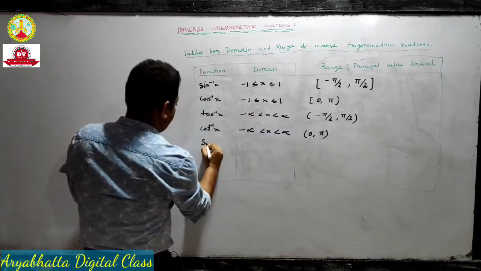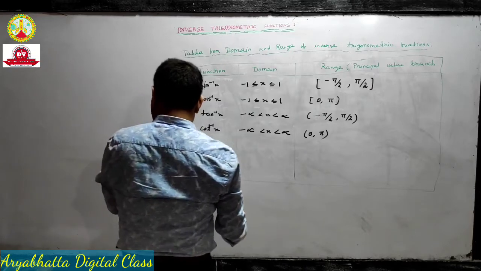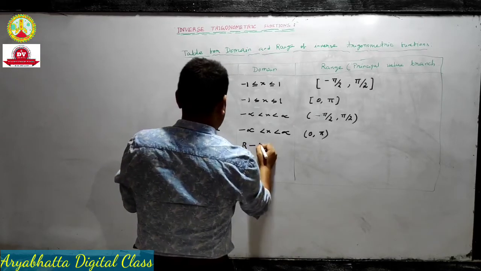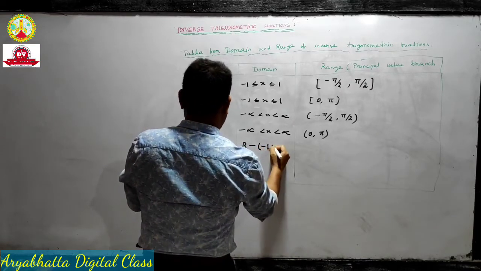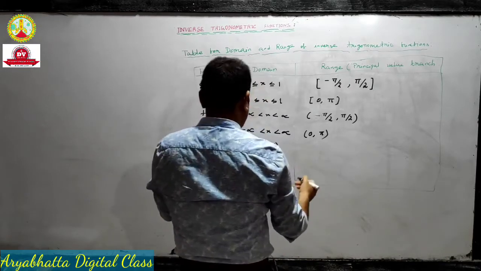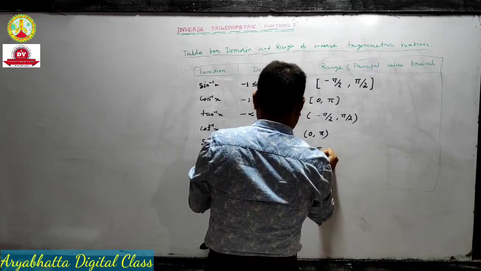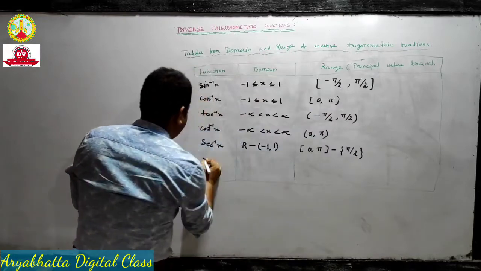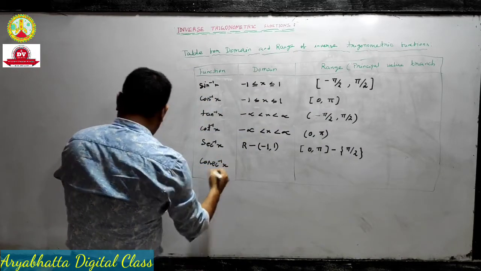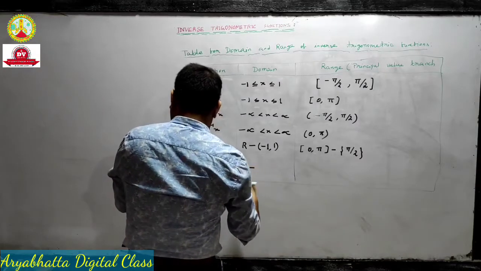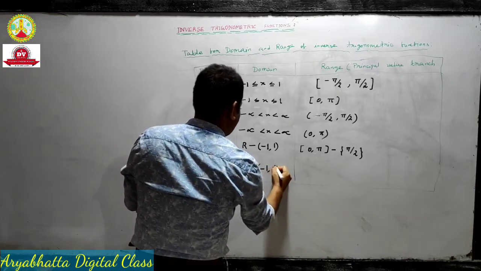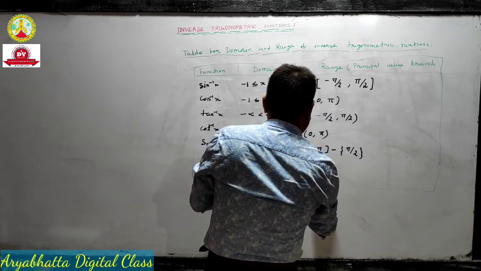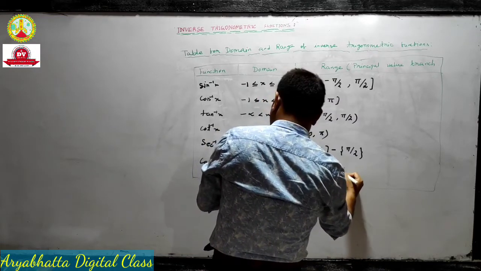Next, sec inverse x: domain is R minus the open interval -1 comma 1, range is 0 comma π minus π/2. Next, cosec inverse x: domain is R minus the open interval -1 comma 1, range is -π/2 comma π/2 minus 0.